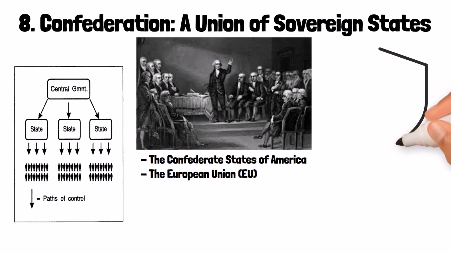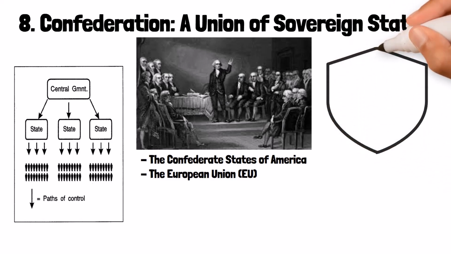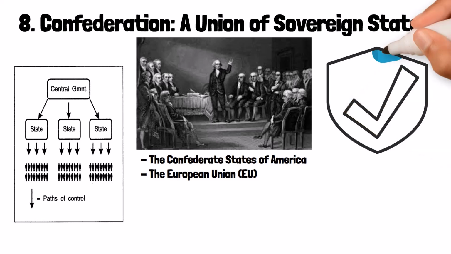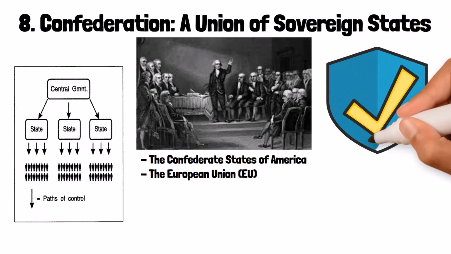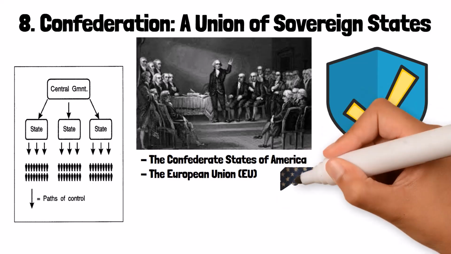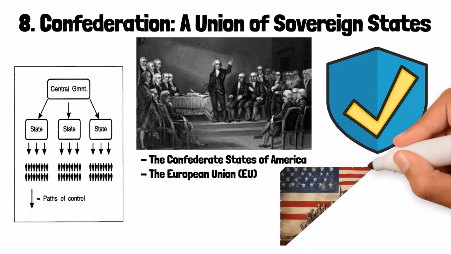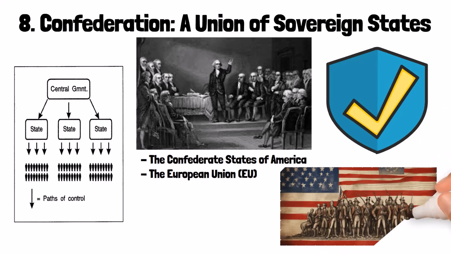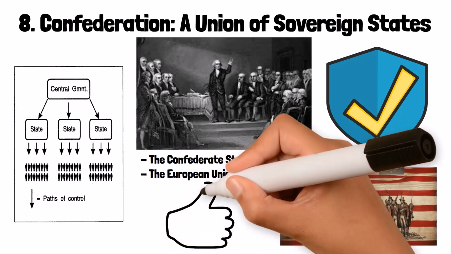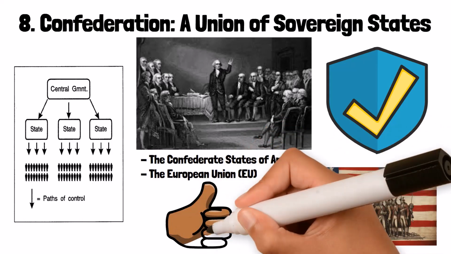The Confederacy was a group of southern states that seceded from the United States during the Civil War. The Confederate government had limited authority, and the states retained significant autonomy. The EU is a unique political and economic union of European countries that have pooled certain aspects of their sovereignty, particularly in economic and trade matters. However, member states retain significant independence in other areas.